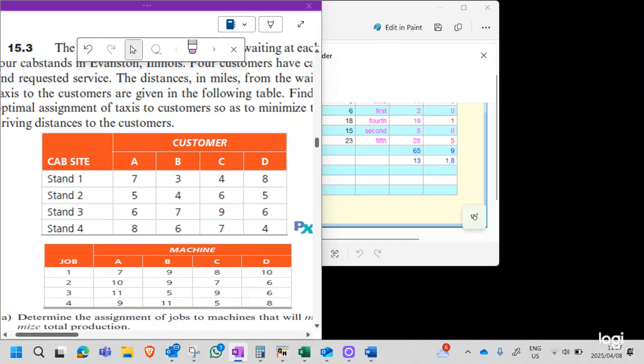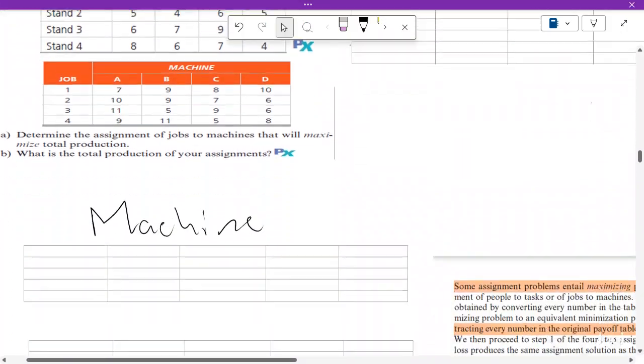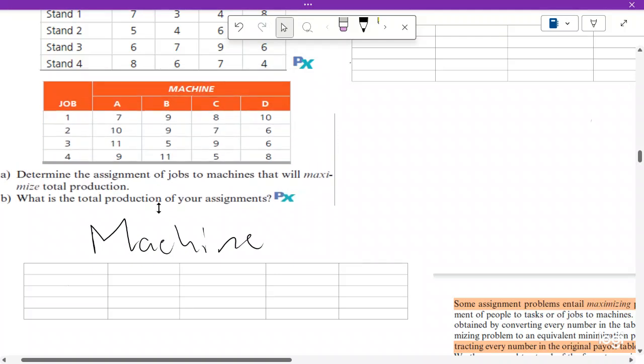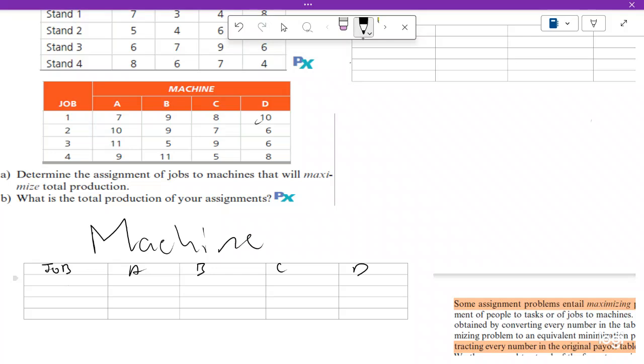Right. But now we are not there. We are doing the following exercise of maximizing the total production for the machine. Which is the highest value here? What is the highest value here? A, B, C, and D, 1, 2, 3, 4. All right, it's 11.